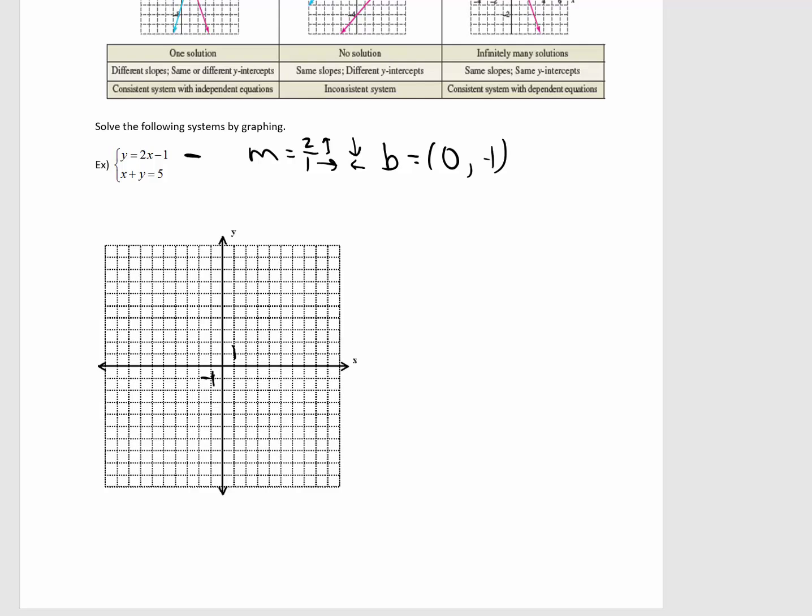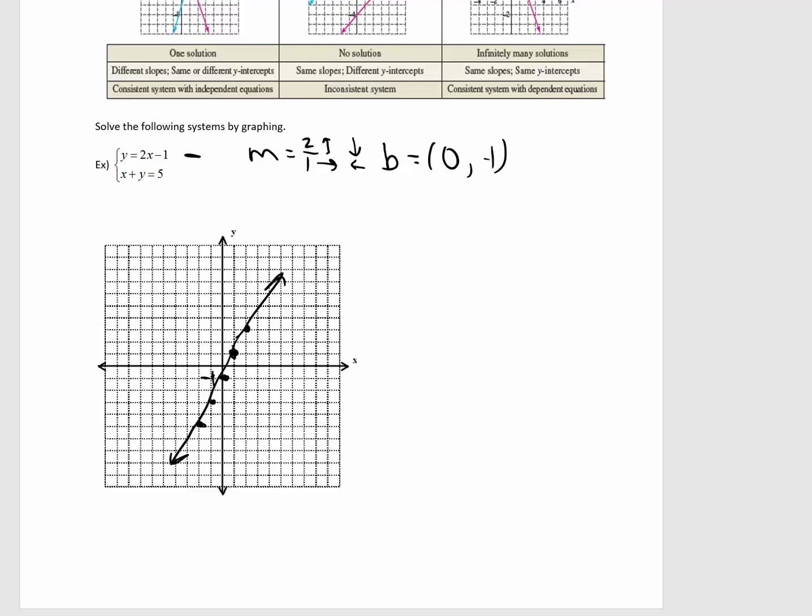All right, so now let's plot the points. And from there, I'm going to go up 2 and to the right 1. Do that one more time. Or I can go down 2 and to the left 1, and then do it again. Connect the dots.